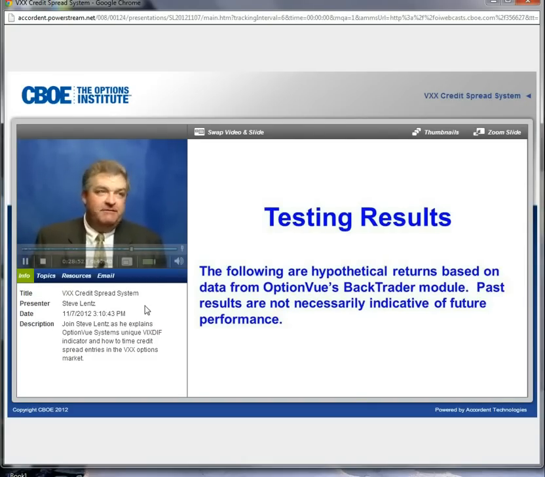9/11. Summer of 2002 was pretty rough. 2008. All right, all through that, you can shock test your approach using the BackTrader module. So if you're interested at all in doing that with data going back that far, this is something you definitely want to look at and give our office a call.